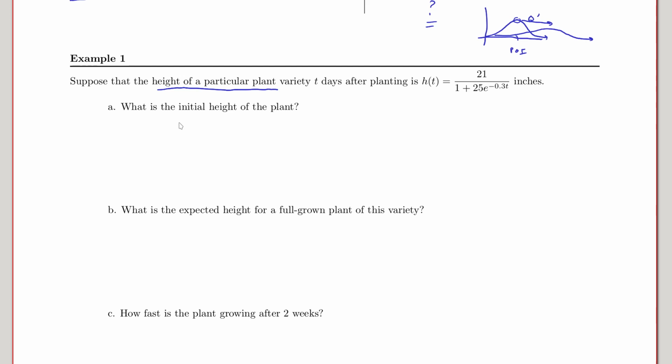Okay, so the initial height for our experiment here, this is when t is 0. So we're just looking for h of 0 here, which would be 21 over 1 plus 25 e to the 0.